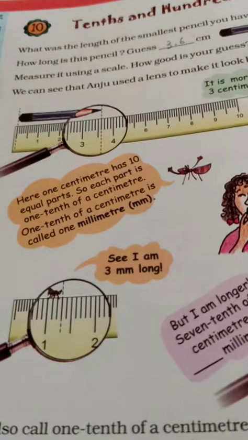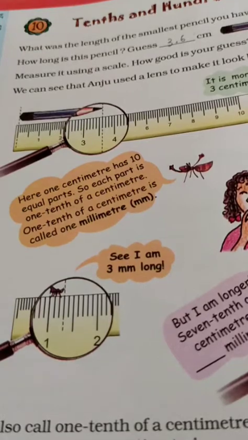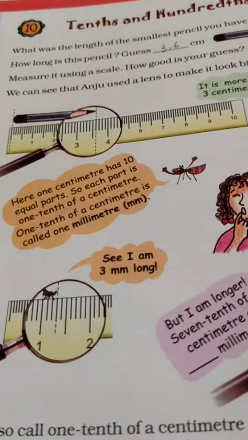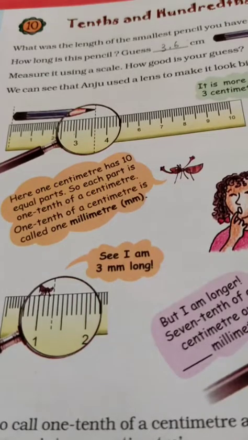Today we are going to start the chapter in mathematics, that is chapter number 10, tens and hundreds. What are tens and hundreds? So in this chapter we are going to study about the number line as our first topic.